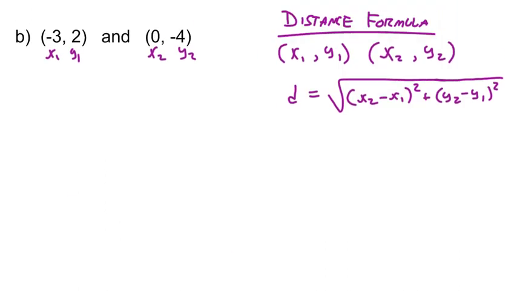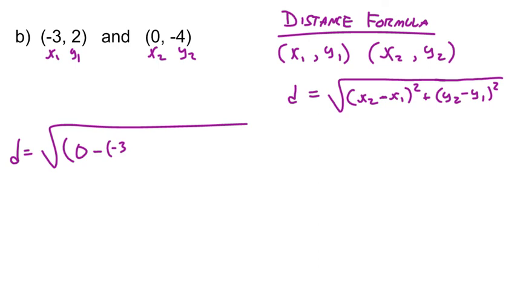So here we go. All we do is we replace the x1 with -3, the y1 with 2, the x2 with 0, and the y2 with -4. Just plug them in and simplify, and then we're done. So d equals the square root, parenthesis, x2. x2 is 0, and then it says minus x1. Well, look, x1 is -3, so you put -3.